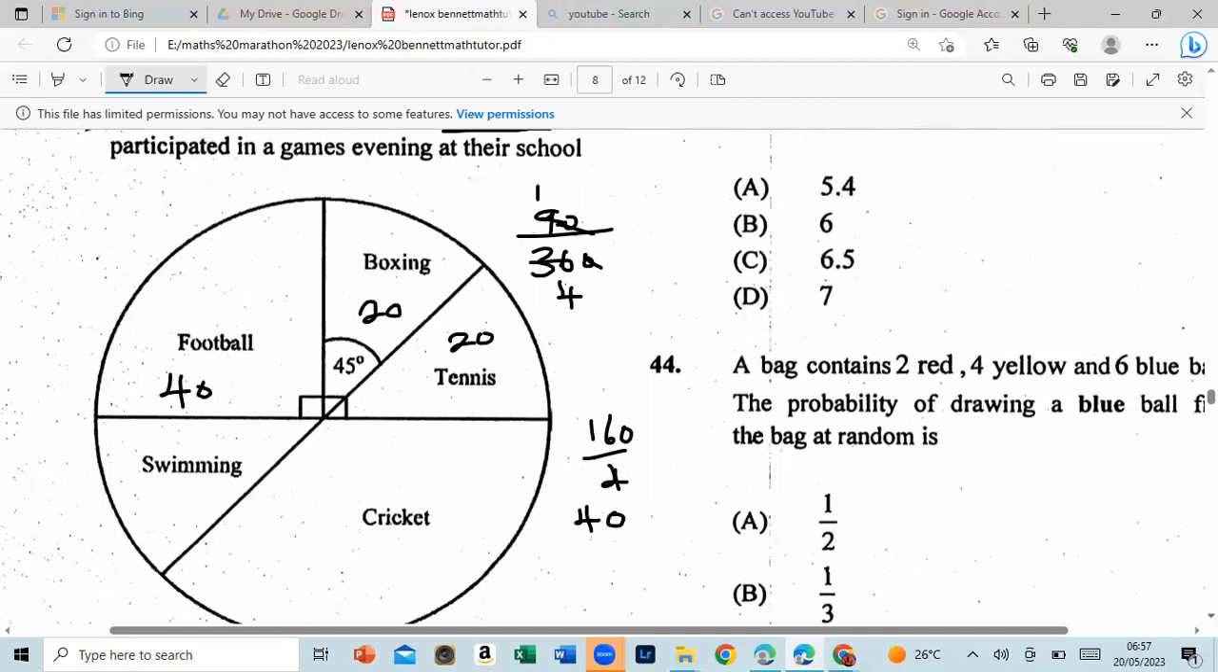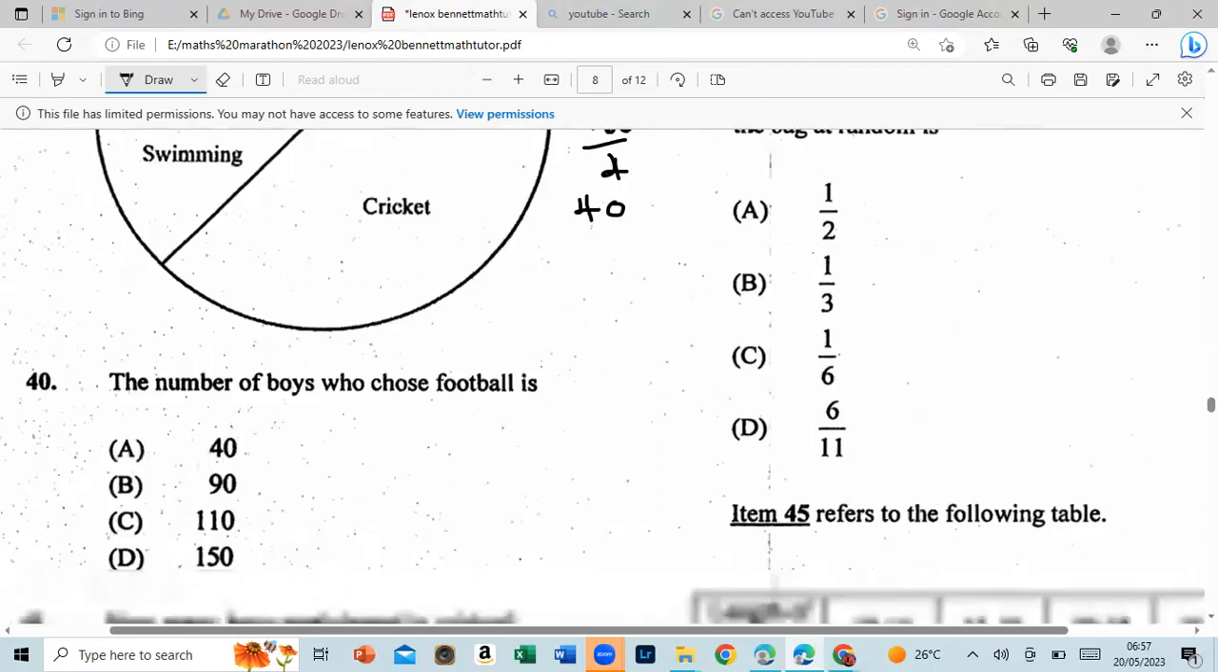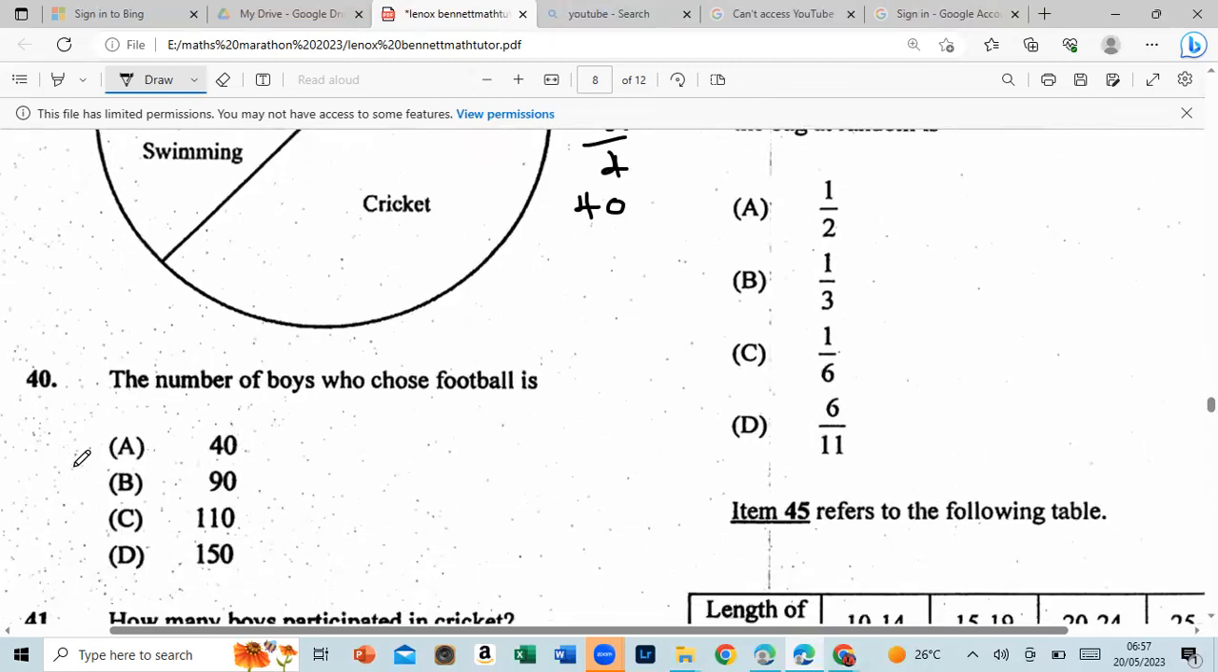Why does cricket look like a half? So cricket and tennis make up half, right? Everybody agree? As it looks like a semicircle. So this is supposed to add up to 80. Anyway, they didn't ask for that yet. Let me see what they ask for. So football is 40.